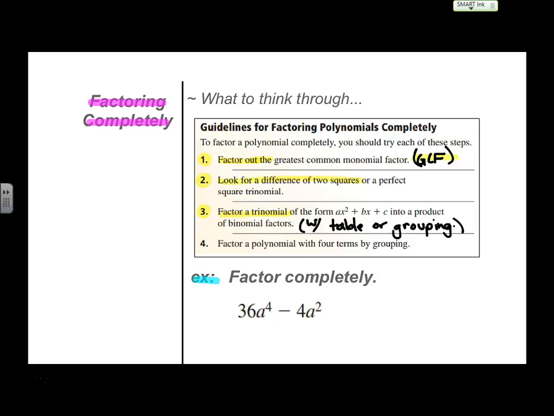Number 4. It says, hey, what if there are 4 terms? What do we do with 4 terms? Grouping. I'm going to have you write that whole one down. If it's a trinomial, use a table, or that nifty grouping that we saw barely yesterday and today.